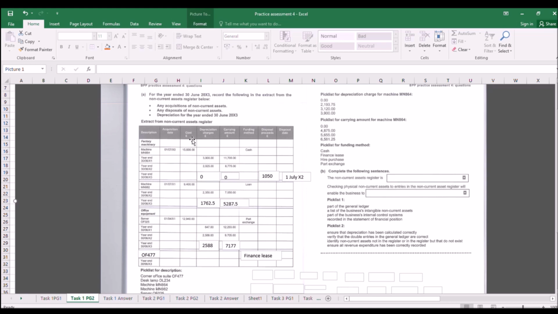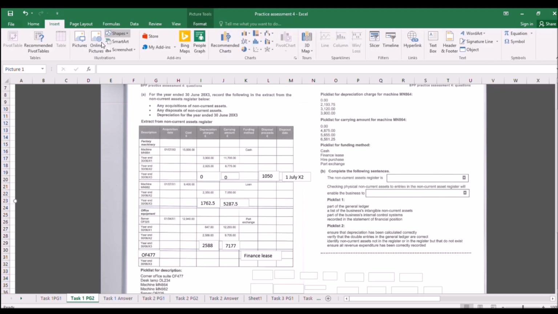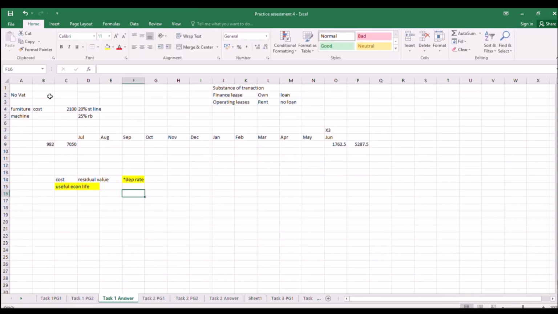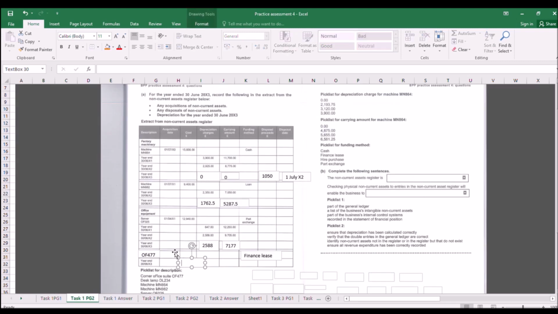Right. So cost, which is going to be in here. What did we have as our cost? Our cost was 2,100, because we brought in the item for the delivery charges, because it was whatever's required to get it into place.